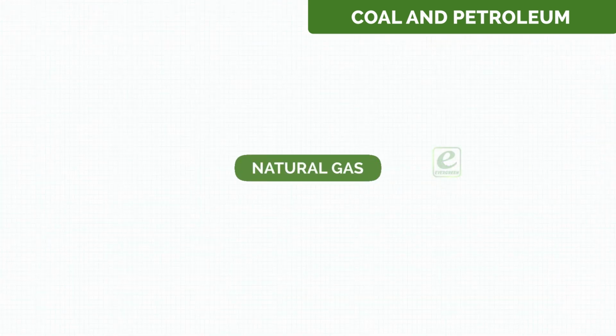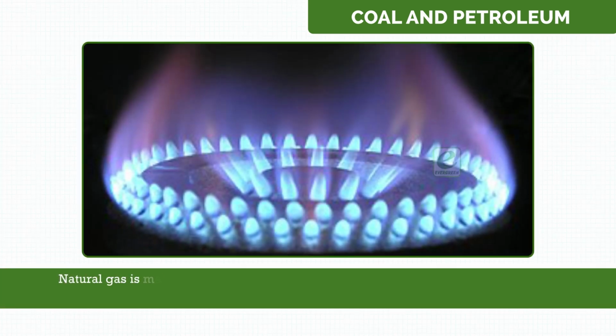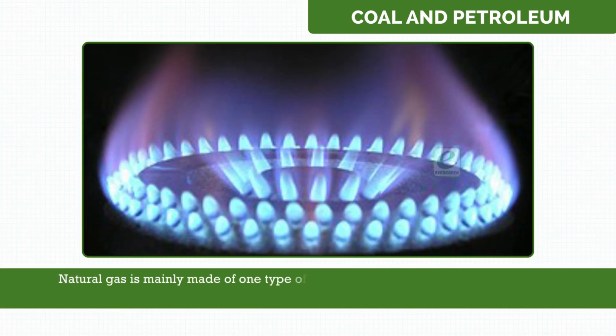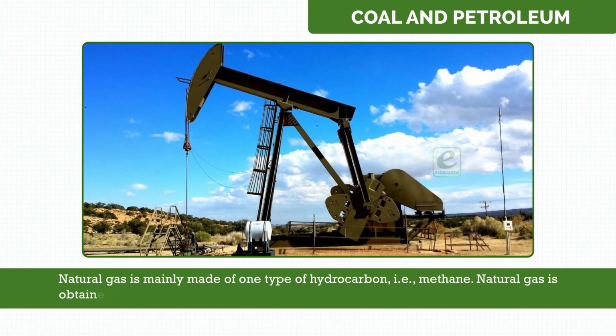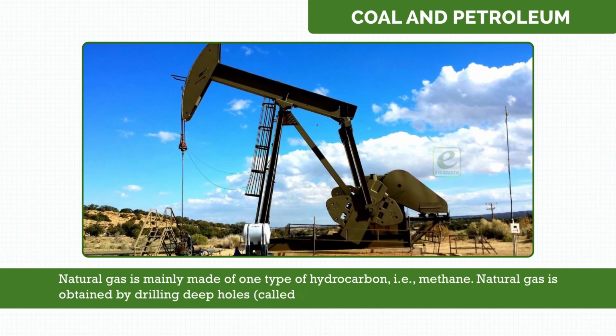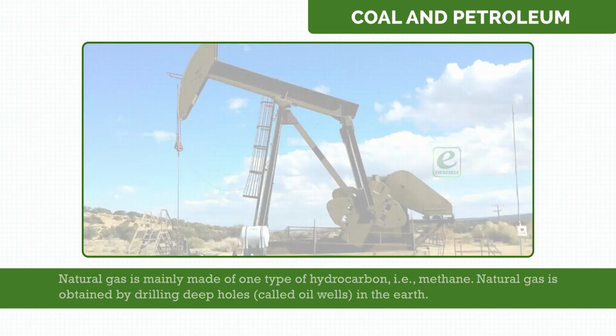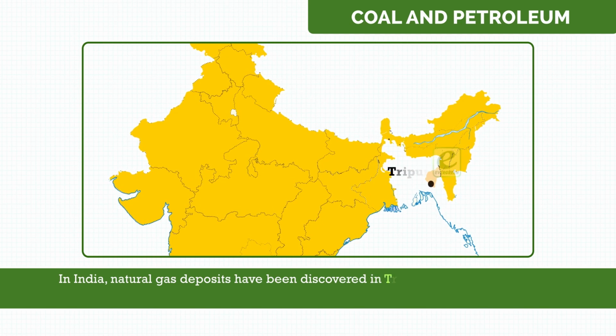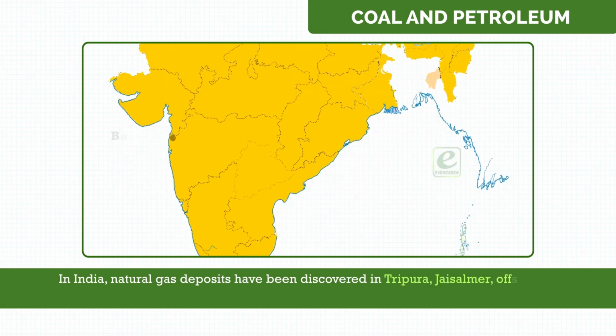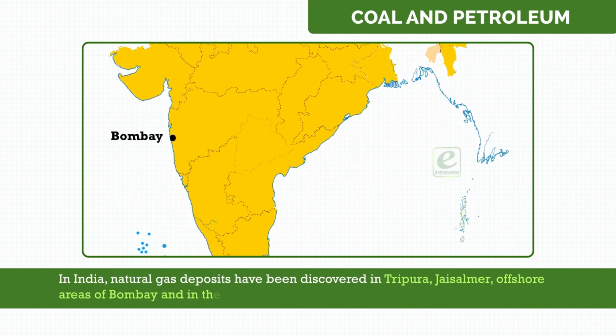Natural gas. Natural gas is mainly made up of one type of hydrocarbon, that is, methane. Natural gas is obtained by drilling deep holes called oil wells in the earth. In India, natural gas deposits have been discovered in Tripura, Jaisalmer, offshore areas of Bombay and in the Krishna-Godavari Delta.